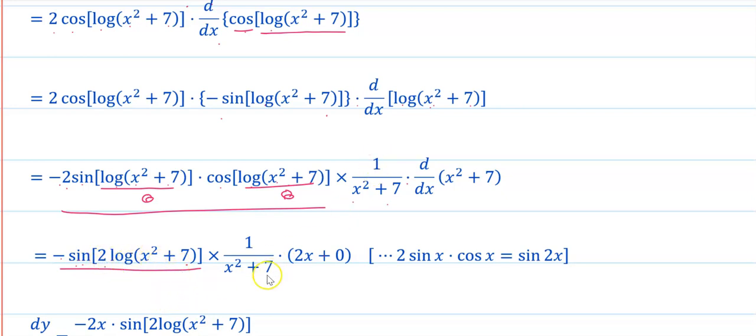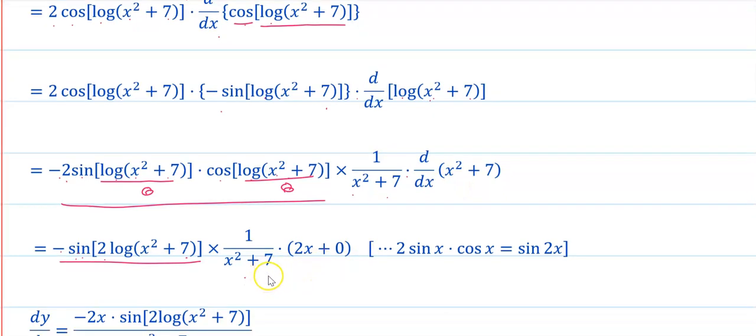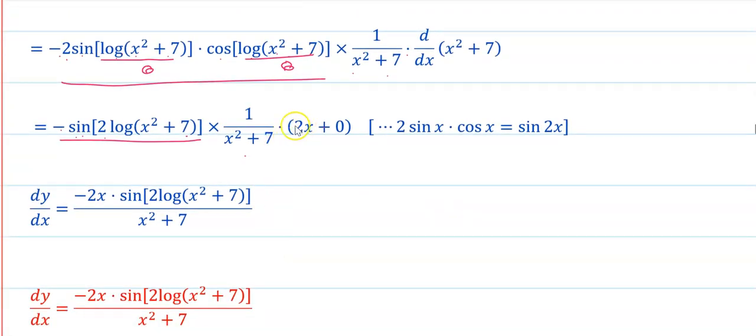What about the next? 1 upon x square plus 7, ddx of x square plus 7. Derivative of 7 is 0 and the derivative of x square is 2x. Okay, and finally we will write the answer, that is 1 into 2x, that is 2x, and here is a minus sign, hence it is minus 2x into sine of 2 times log of x square plus 7 upon x square plus 7, and hence this is the answer.